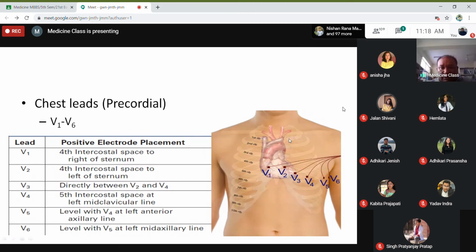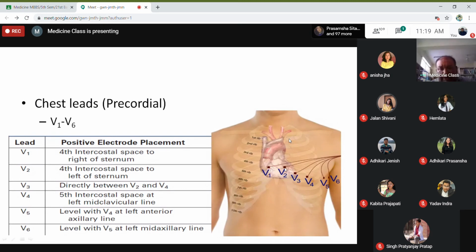Now, this is the normal chest lead. Sometimes we may have to put it on the right chest, to look at the right ventricle, to look at the infarction of the right ventricle. Then it is called the right chest leads.